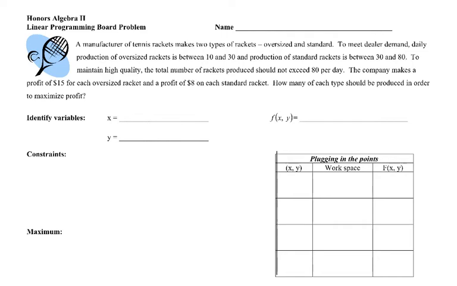So the tennis racket company makes two types of rackets, oversized and standard. We would just say X is the oversized. So we've got two types of rackets, oversized and standard. And really we could be more specific if we wanted. We could say number of oversized rackets, number of standard rackets, right?